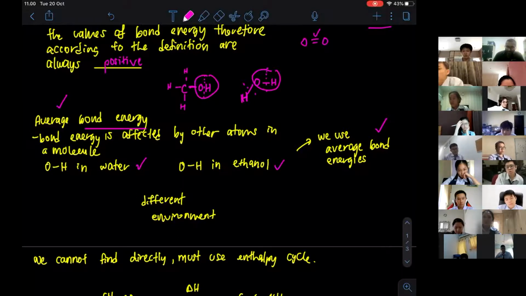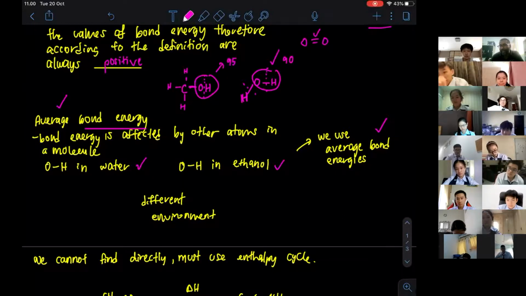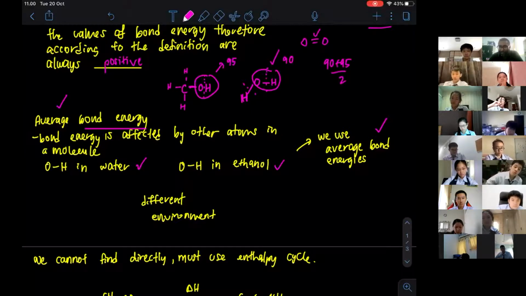For example, for this molecule, let's say the value is going to be 90, and for this one it is going to be 95. So they took multiple molecules, multiple environments. What they did was 90 plus 95 divided by 2. They just came up with an average. So the value that we are using for the calculation is called average bond energy. It's not the actual bond energy.